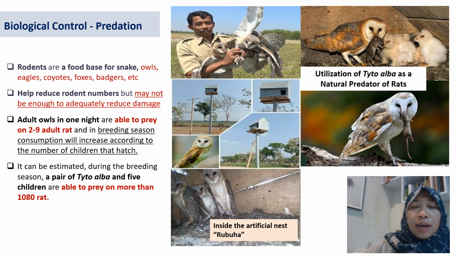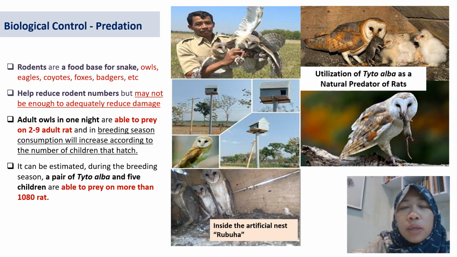And the other strategy that we can use is biological agents using owls, eagles, foxes, badgers, etc. But the most crucial part in controlling rat is using owl. The species is Tyto alba. It helps reduce rodent numbers.